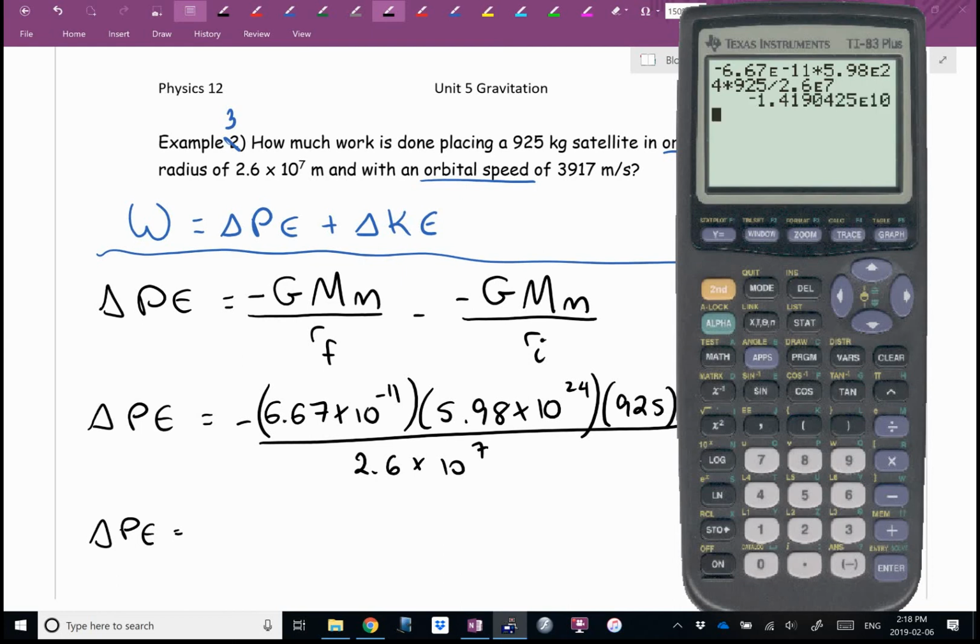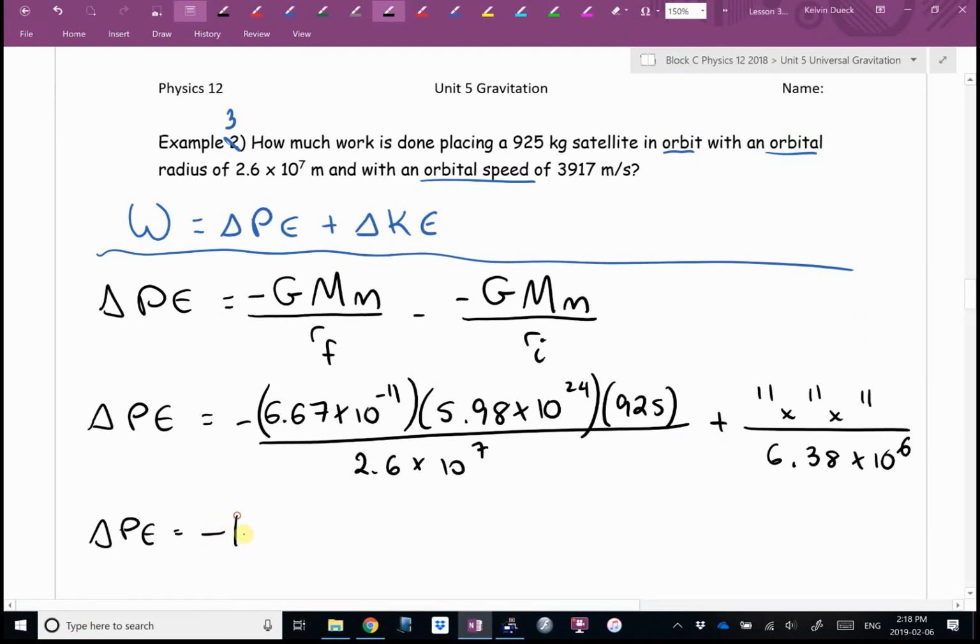And I got for PE final negative 1.419 times 10 to the 10th? Or am I wrong? I see a nod? Yeah. And that 9 is a good place to round off. That's including the 0, 5 sig figs. So negative 1.4190 times 10 to the 10th. I smile because Mr. Dueck said that the energies are often in the 10 to the 9th, 10 to the 10th range. So Ethan, I probably did this right.